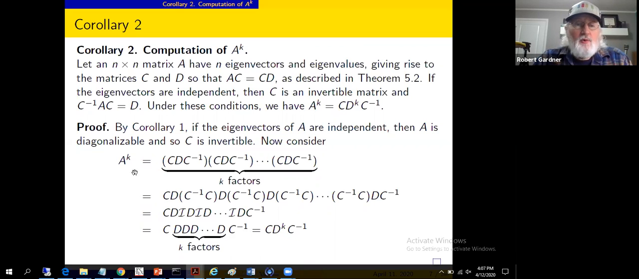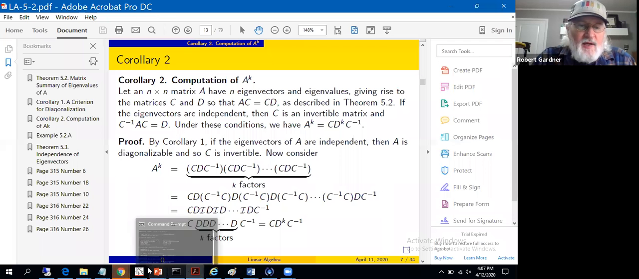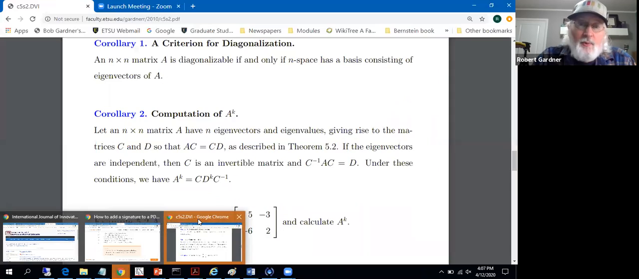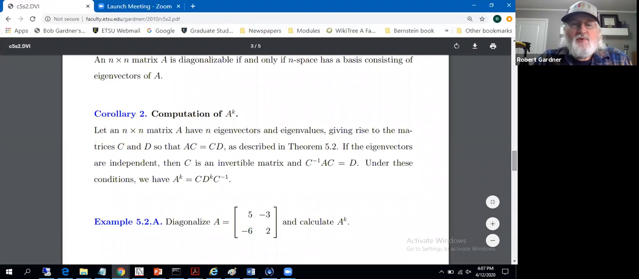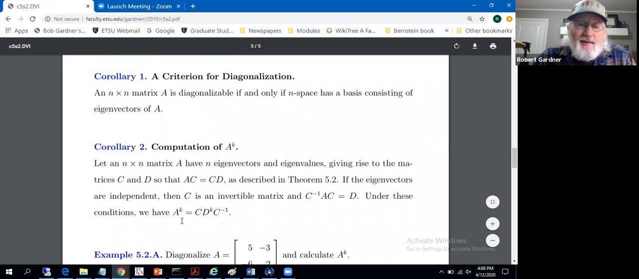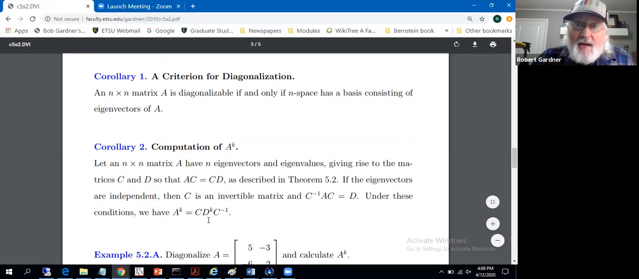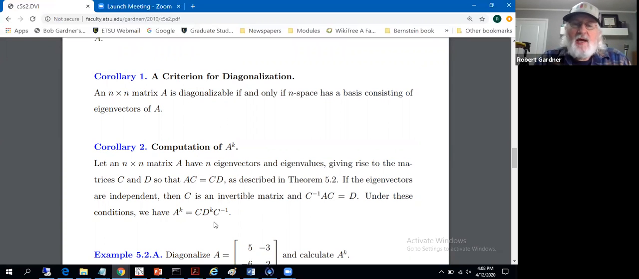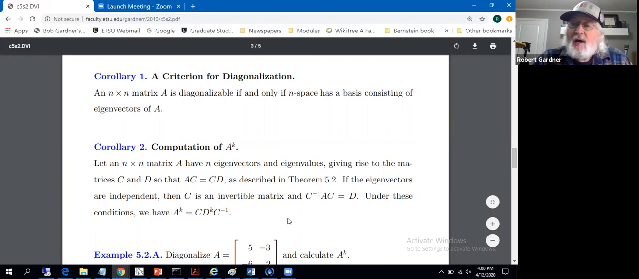We get C, D to the K, C inverse. So raising A to the K power, if A is diagonalizable, is equivalent to this computation here. That's the punchline. Let's see if I can convince you this is worthwhile. So you've traded the question of raising A to the K power for raising D to the K power, and then a little bit of matrix multiplication. You good at matrix multiplication? Row times column stuff. It's tedious, but it's straightforward and not a whole bunch of computations. You only have to take two matrix products.